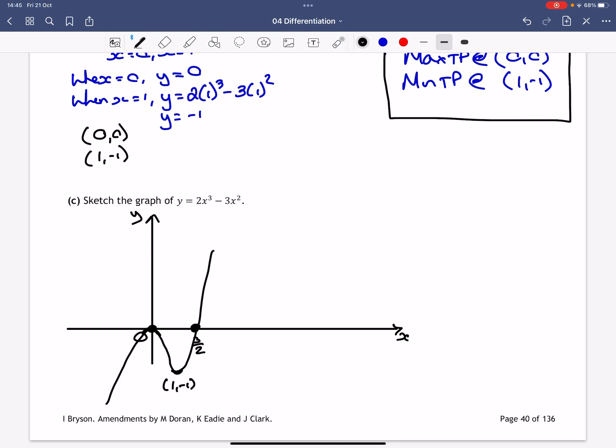So it looks like that. Okay. So that will be the curve of y is equal to 2x cubed minus 3x squared.